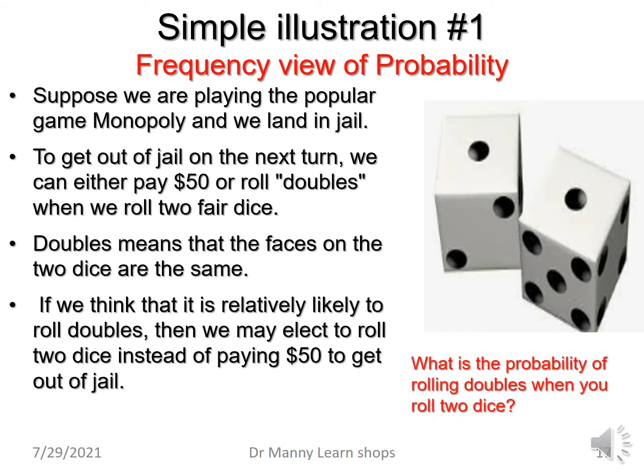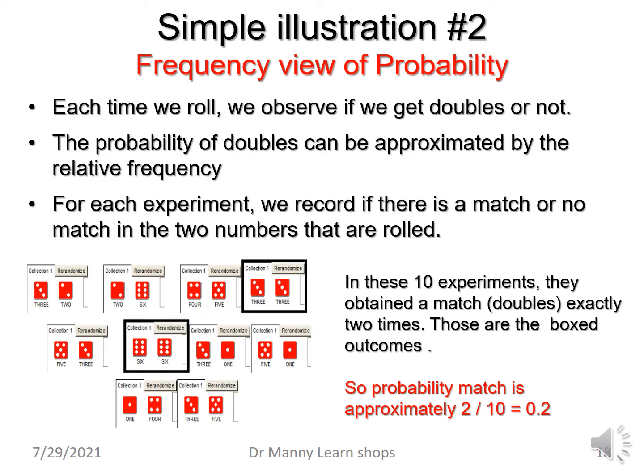What's the probability of rolling doubles when you roll 2 dice? The frequency view of probability is, each time we roll, we observe if we get doubles or not. The probability of doubles can be approximated by the relative frequency. For each experiment, we record if there's a match or no match in the 2 numbers that are rolled. For example, in these 10 experiments, they obtained a match, doubles, exactly 2 times. They're boxed, the outcomes. So the probability of a match is approximately 2 out of 10. 10 attempts, 2 successes, 0.2, 20%.